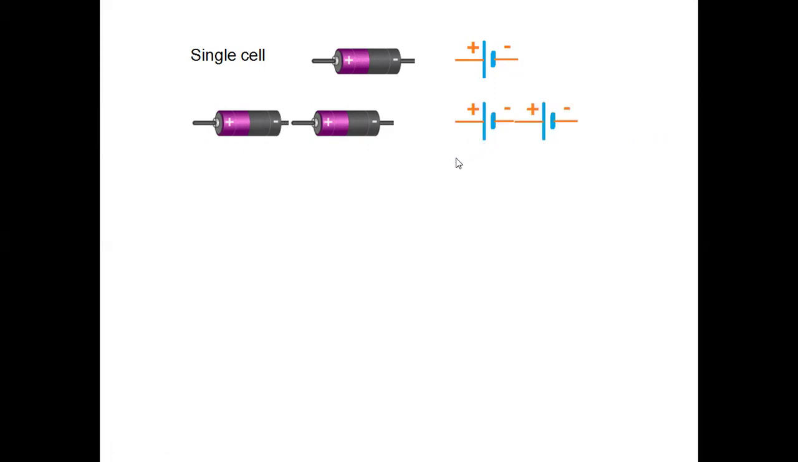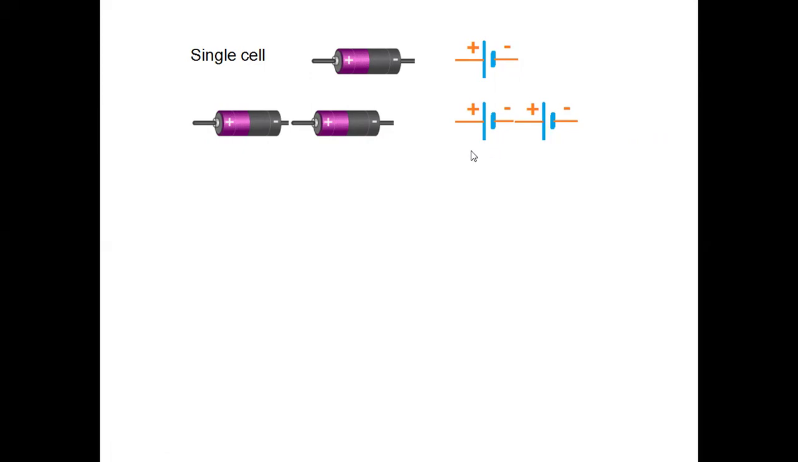Here we have a single cell, and this is the symbol of the single cell. The longer line shows the positive and the shorter line shows the negative. How do we connect them in series? The cells are joined, the negative of one is connected to the positive of the other, with symbols like this, positive sign, negative sign connected to the positive of the other. So total EMF will be added.